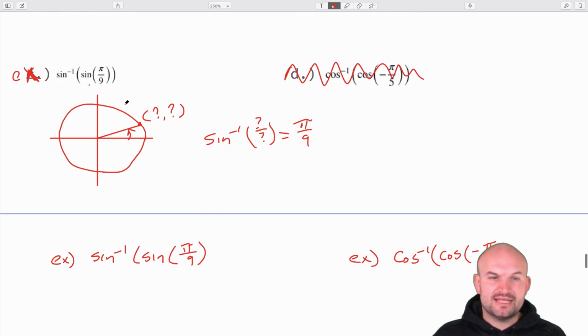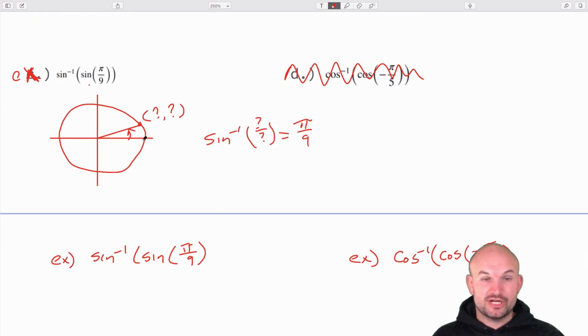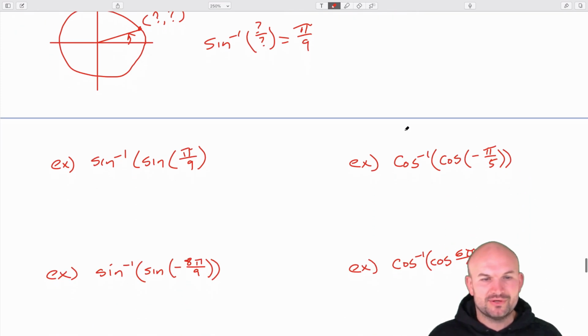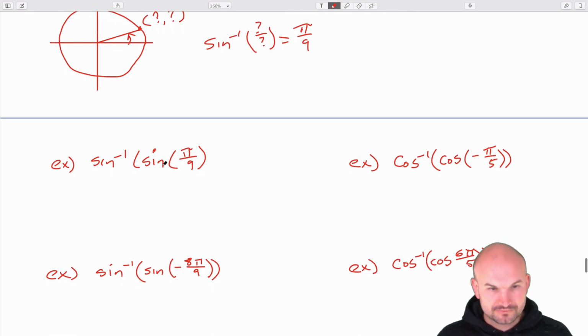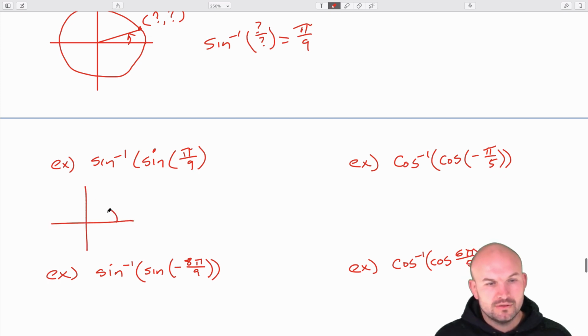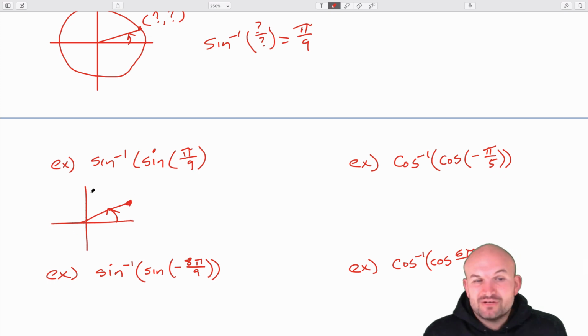So let's go and take a look then at our angle. Actually, I already did this one. I didn't mean to do this, but let's just work through it again, step by step. Again, you have your angle, sine of pi over 9. I don't know exactly where pi over 9 is, but I know it's in the first quadrant, somewhere right there. I have no idea what that coordinate point is on the unit circle, but again, I don't need to.